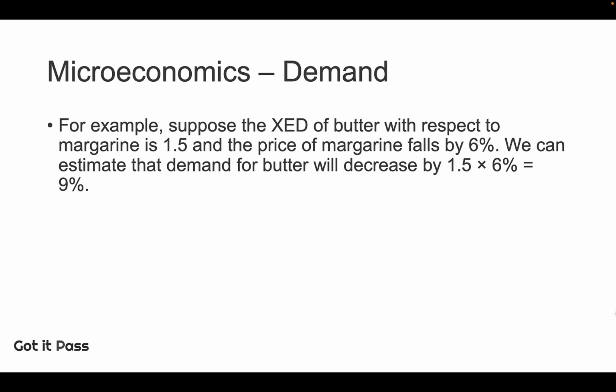Just an example. Suppose the XED of butter with respect to margarine is 1.5 and the price of margarine falls by 6%. So the estimate is that butter demand will decrease by 1.5 times 6%, which is around 9%. Then we see the price of margarine decrease by 6%, and the demand for butter will be affected by around 9% based on the equation.